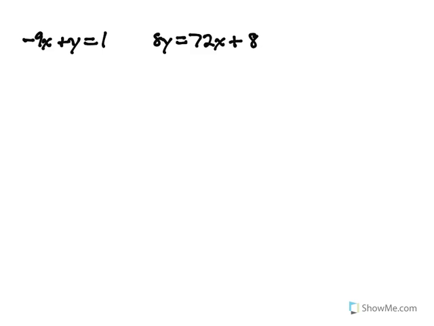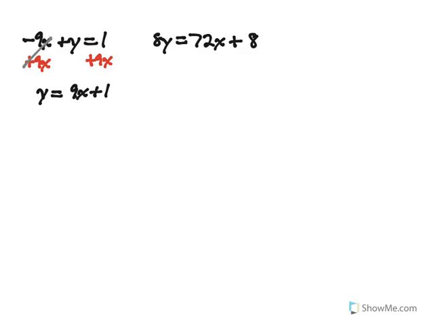I'm going to go ahead and start with the one on the left. I'm going to move the 9x over by adding it to both sides. That way, this cancels, and you're just left with y on the left. Instead of writing 1 plus 9x, I'm going to write 9x plus 1. And you notice that one's already in slope-intercept form. All I had to do was move the 9 over, and that was it.